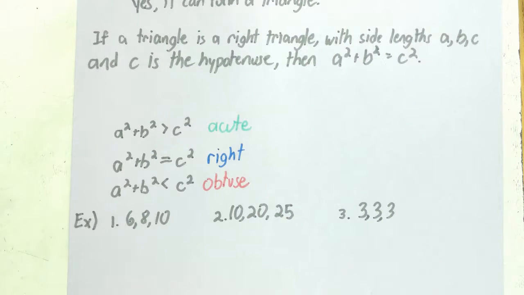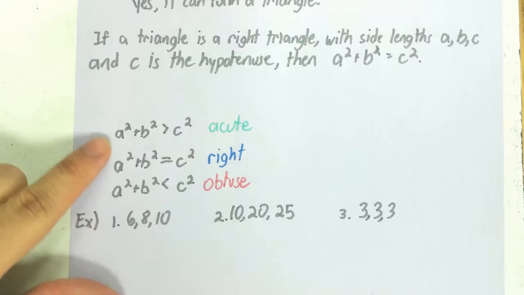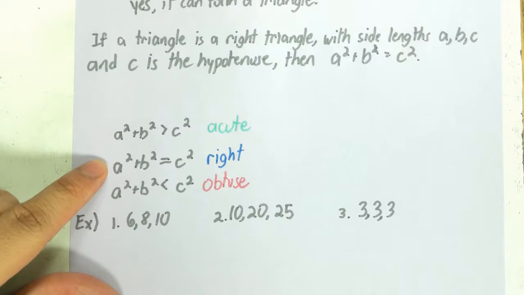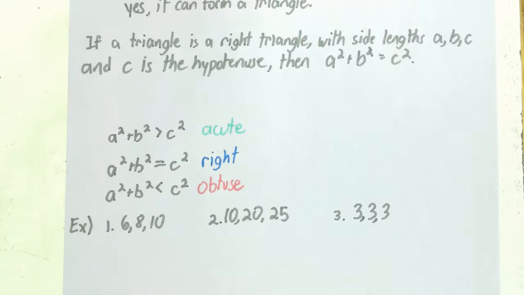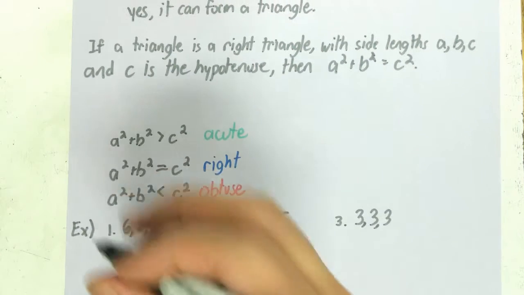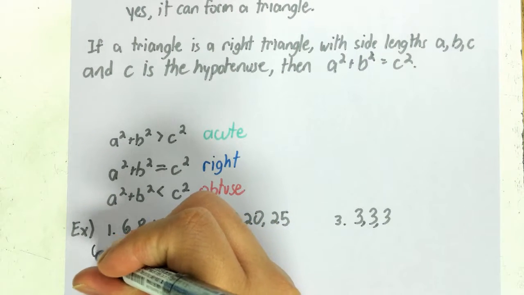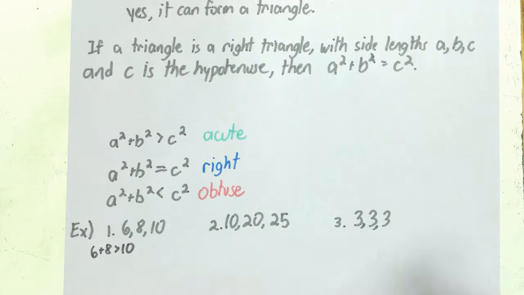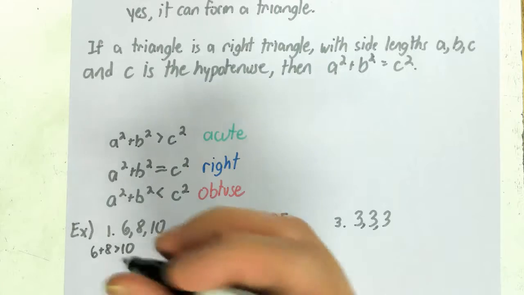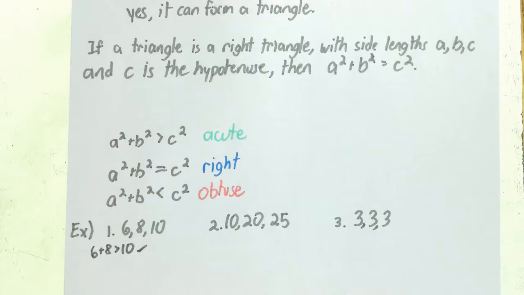Example 1. First, you still have to check. Before you jump straight into these three equations, check: can we make a triangle in the first place? So let's try that. We're checking: is 6 plus 8 greater than 10? We know 14 is greater than 10. That works out. So yes, we have a triangle.